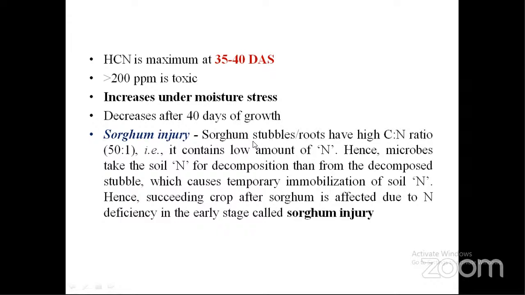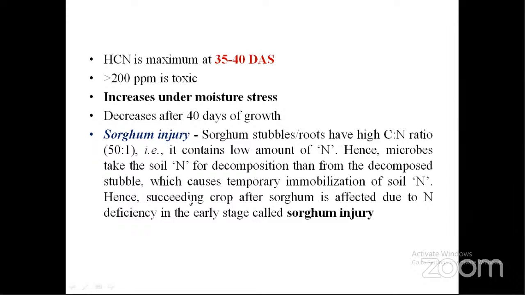Sorghum stubbles: after harvesting, generally farmers leave the stubbles or roots in the field itself, and the stubbles have a high C:N ratio, around 50 to 70:1. That means they have very little nitrogen. Because of these stubbles, microbes immobilize the nitrogen in the soil for decomposition of these stubbles. This is a temporary immobilization. That means soil nitrogen is not available for some period of time.